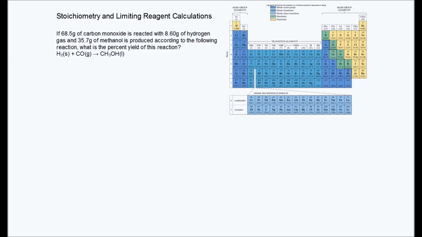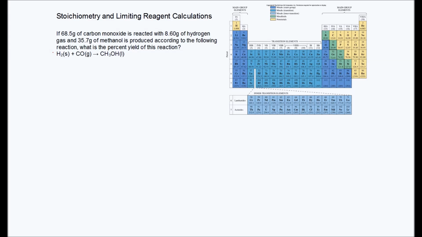Okay, moving on now to our final problem, which introduces another new concept into what we're doing. If 68.5 grams of carbon monoxide is reacted with 8.6 grams of hydrogen gas, and 35.7 grams of methanol is produced, according to the following reaction, what is the percent yield of the reaction?